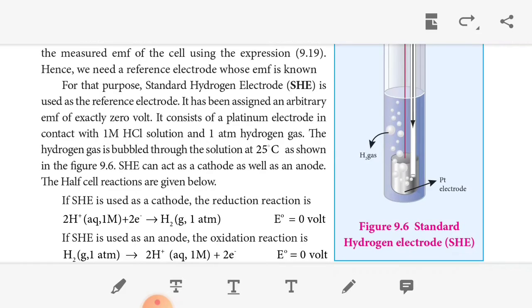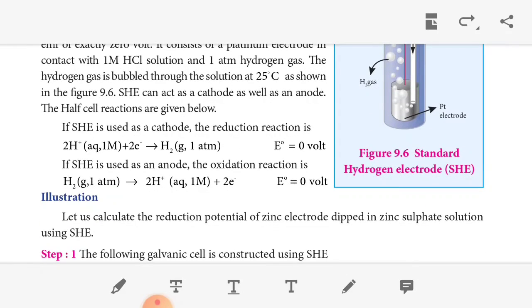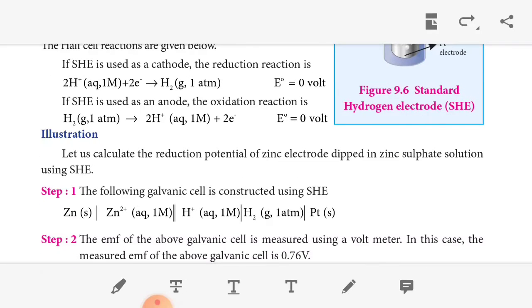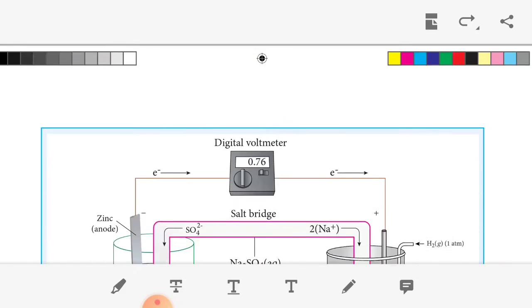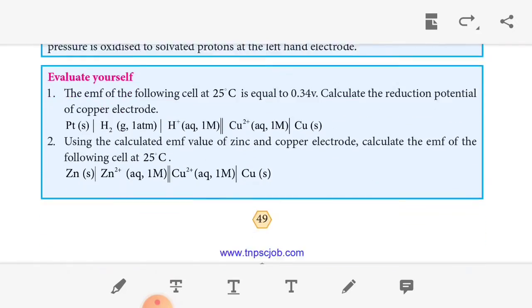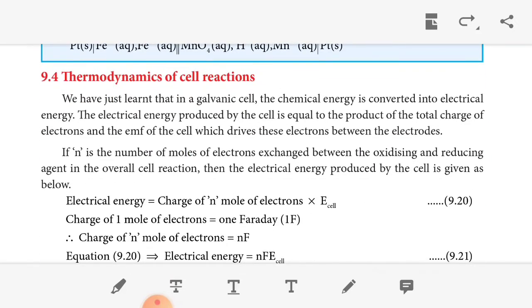The SHE can act as both cathode as well as anode. So the overall reaction is the cathode reaction plus the anode reaction of the cell. Then examples for the standard hydrogen electrode potential. Okay. The next one, thermodynamic cell reactions. It is a 5 marks question.